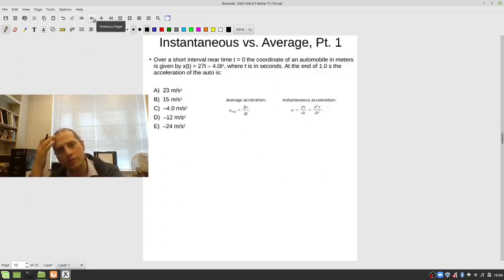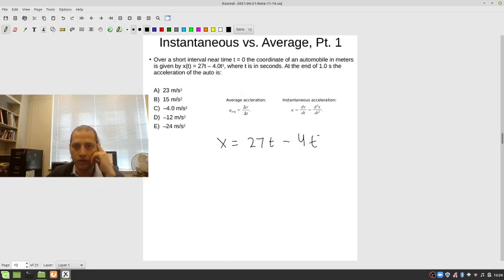Let's look at another example. It says over a short interval near the time t equals 0, the coordinate of an automobile in meters is given by x equals 27t minus 4t cubed. Now, of course, as physics cognoscenti, we know that if this is in seconds, this must actually be 27 meters per second. And then this is in seconds cubed, so this has to be meters over seconds cubed. Why? Because x is in meters. Okay, that's just a side note.